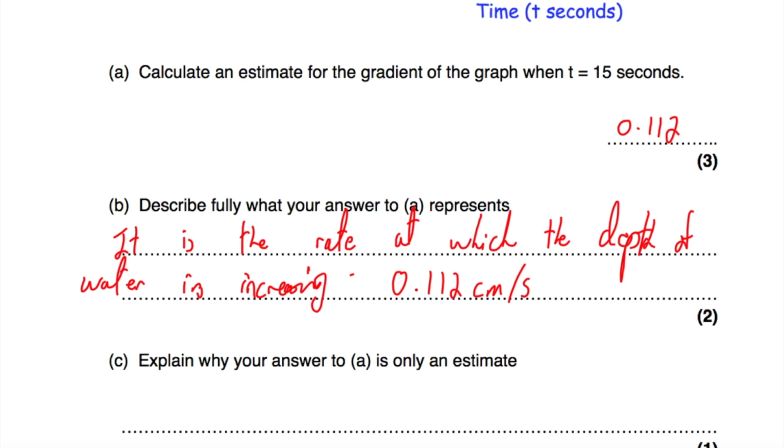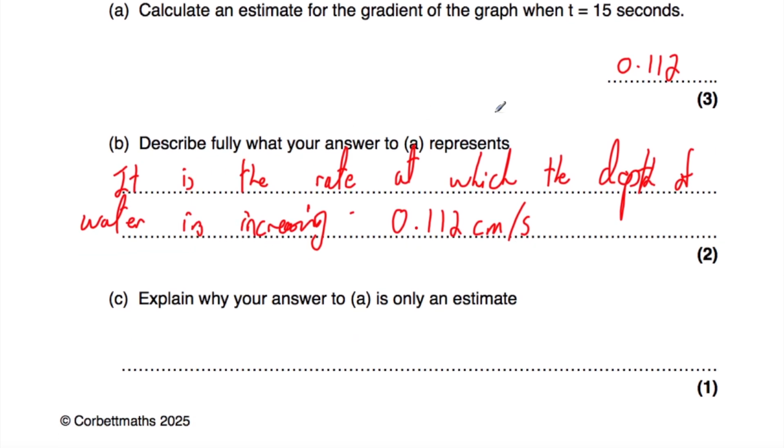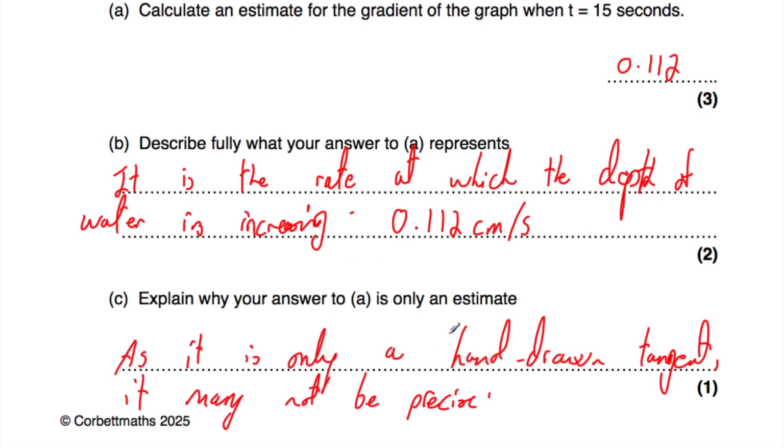Okay, and then part C. Part C says explain why A is only an estimate. Well, we drew our tangent by hand. We didn't know exactly how the tangent would be. My tangent may be slightly different than your tangent, so let's write that down. And that's it. I've just written down, as it's a hand-drawn tangent, it may not be precise. And that's it. Okay, let's look at our next question, question number 10.